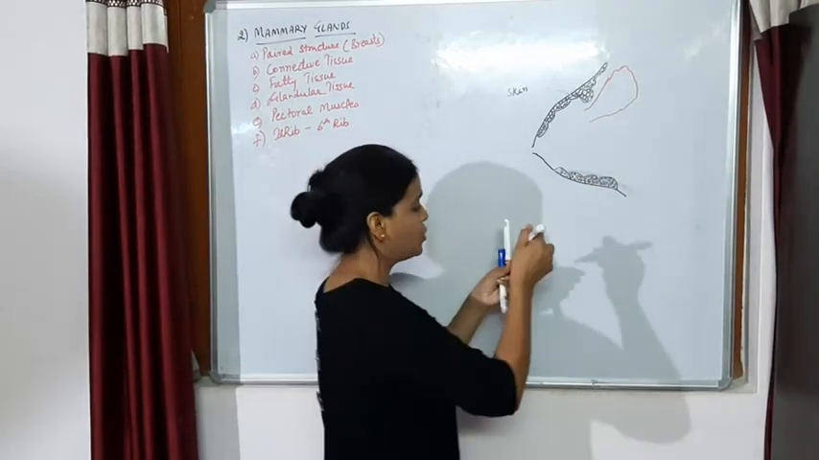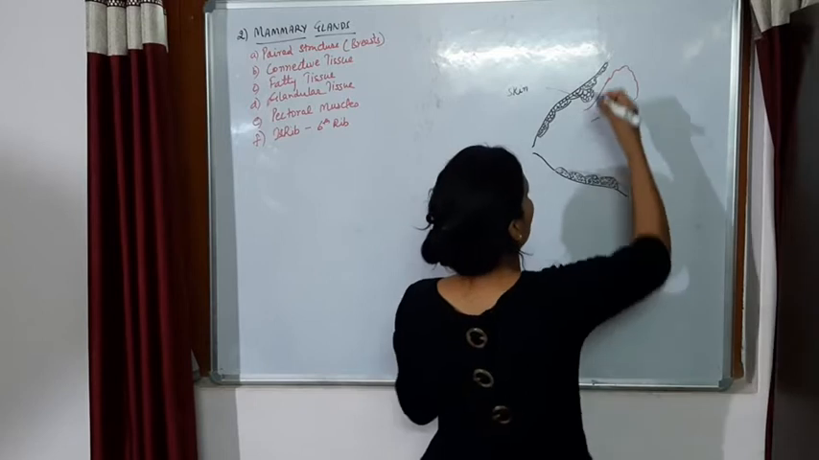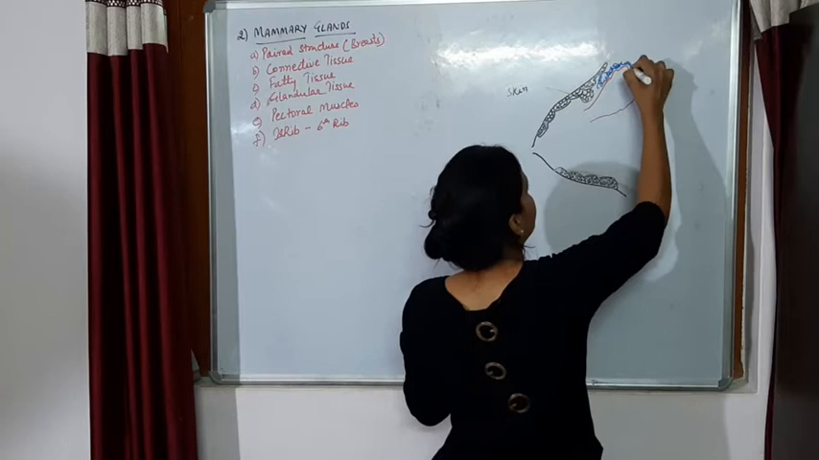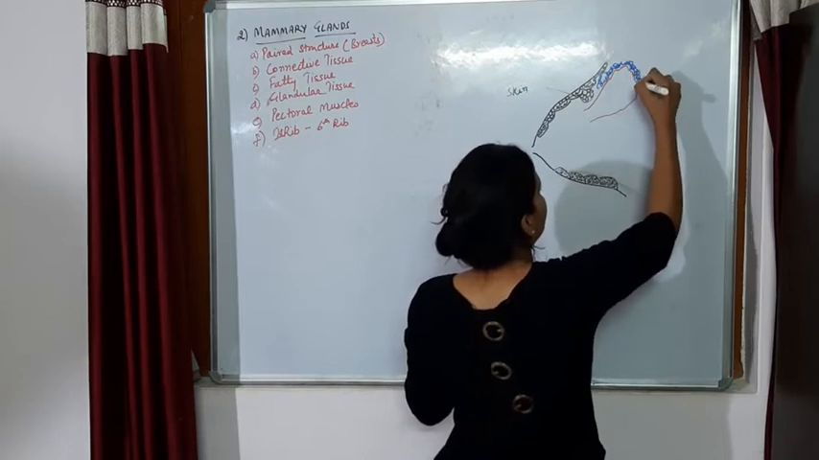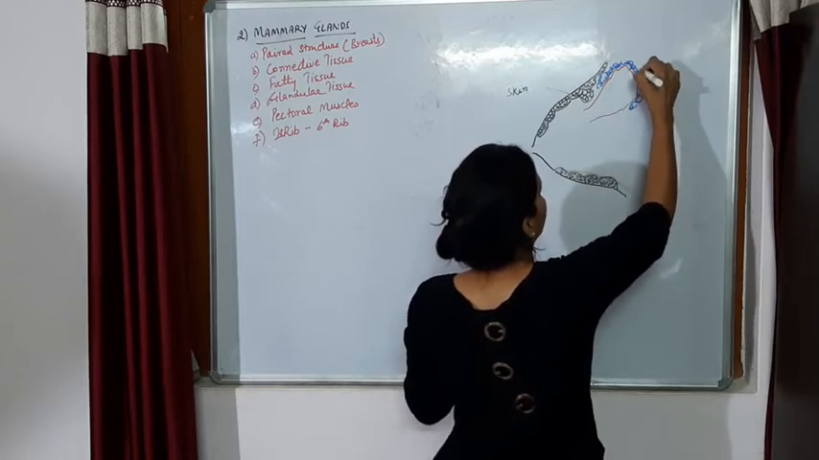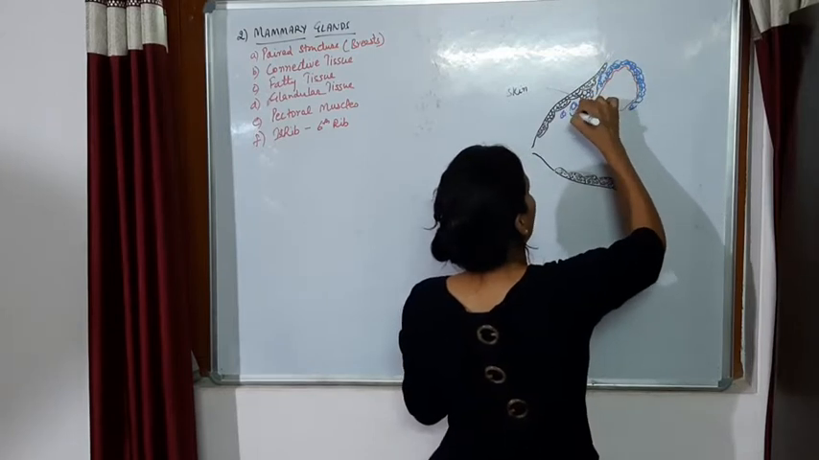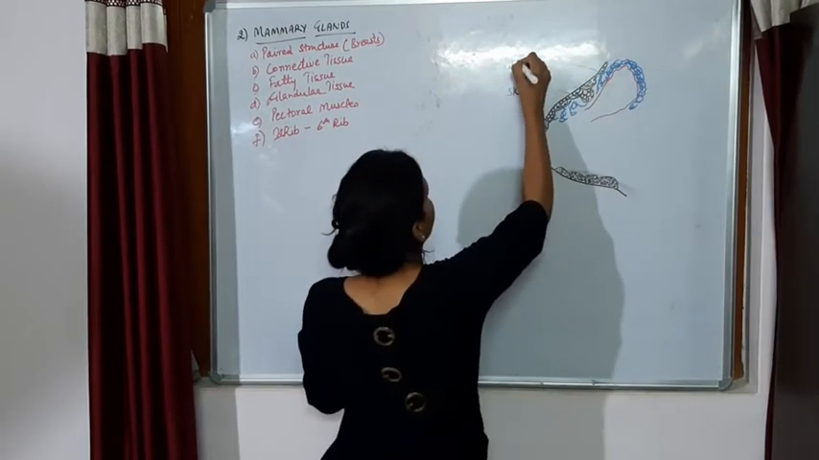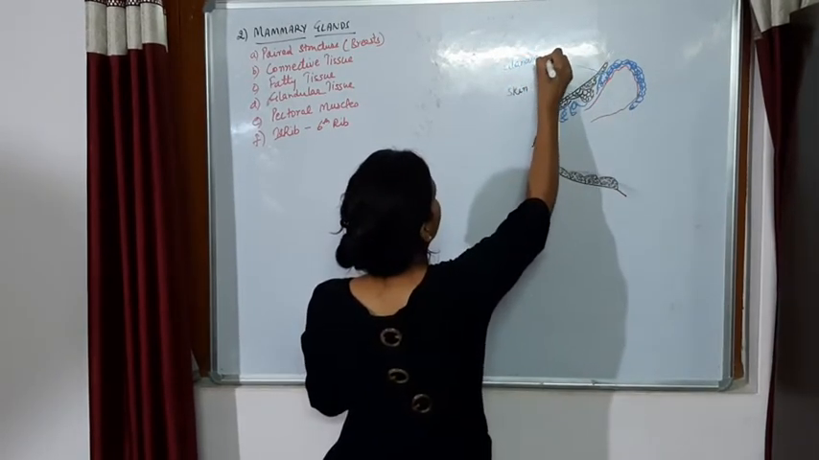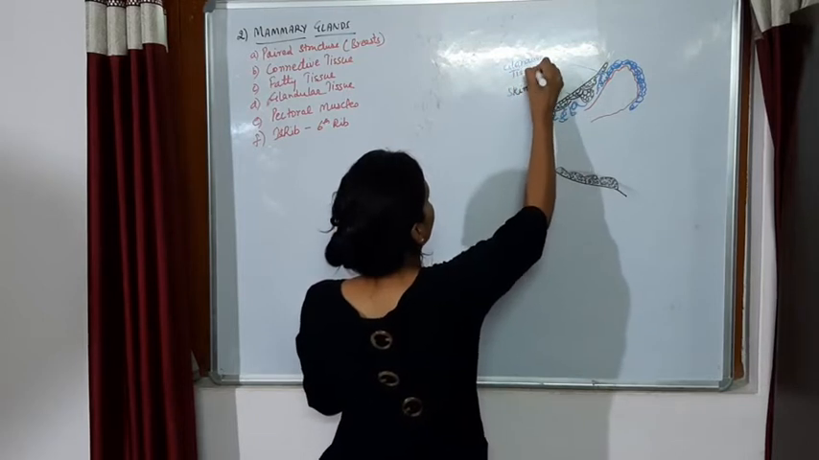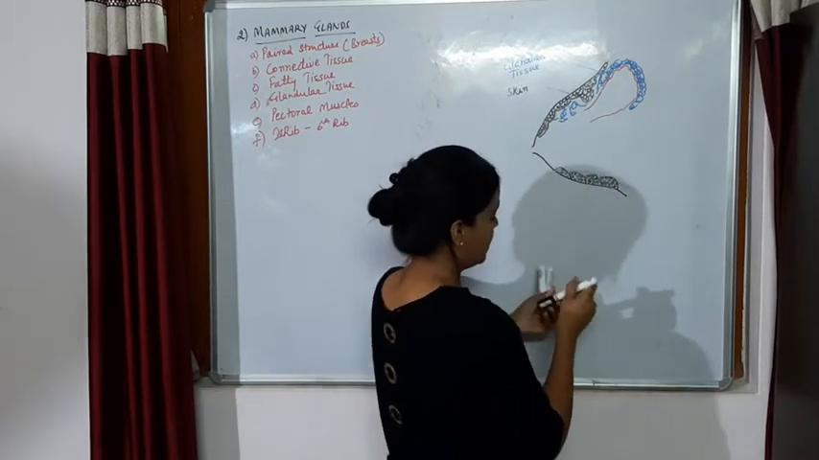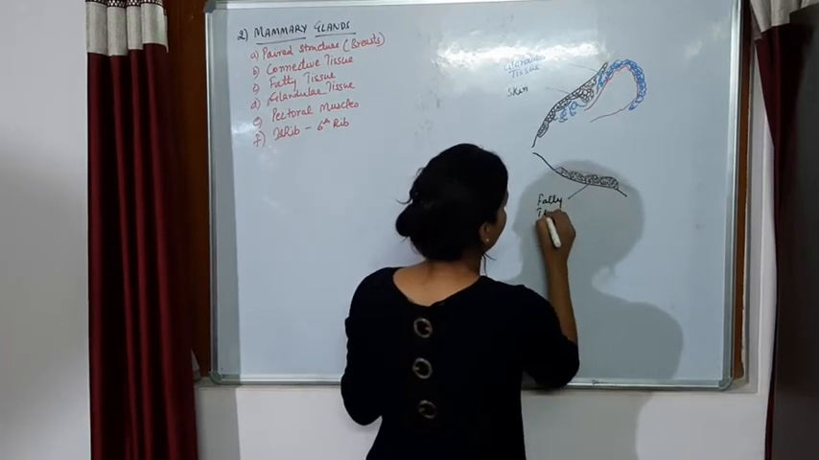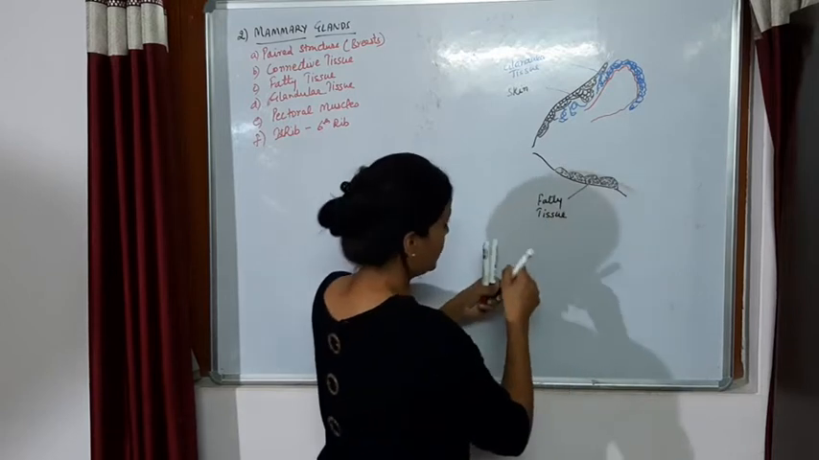From the glandular tissue, so over here is all the glandular tissue, connective tissue, and the glandular tissue all over here along with the fat tissue. So this is the glandular tissue, okay? And this in black is the fatty tissue, right?